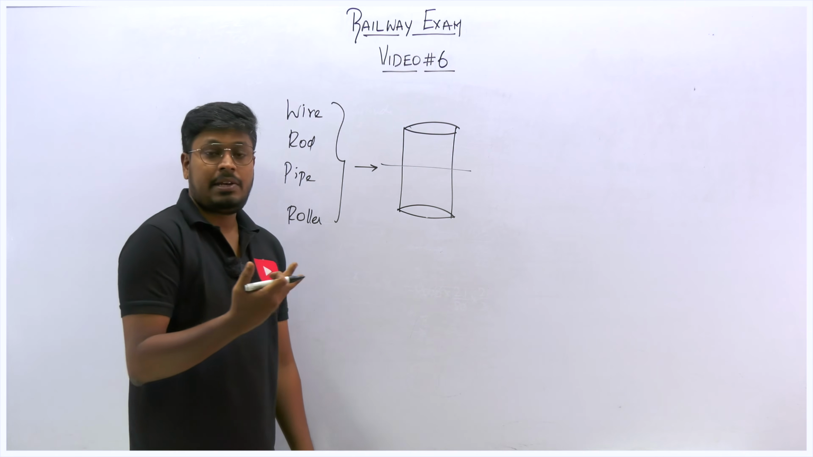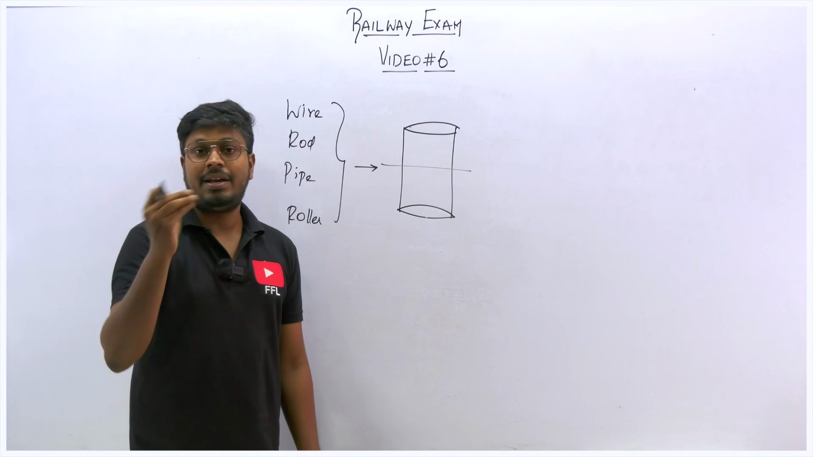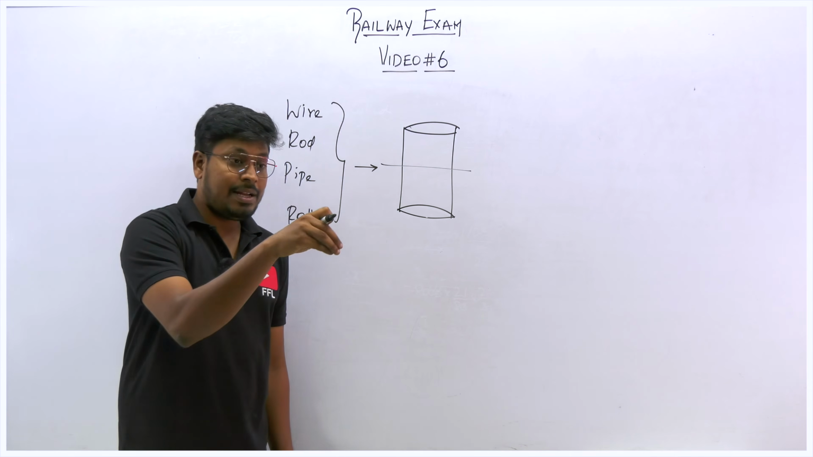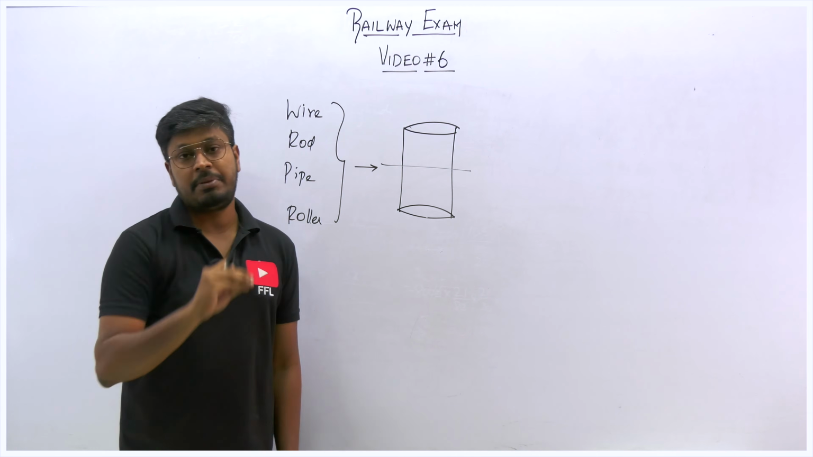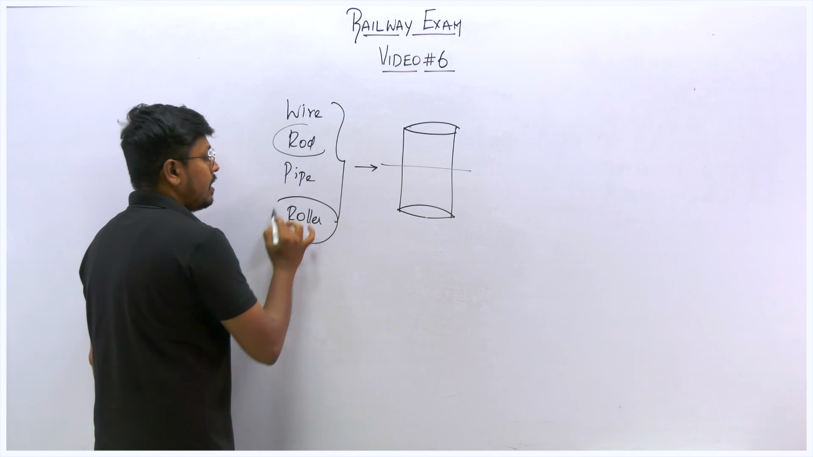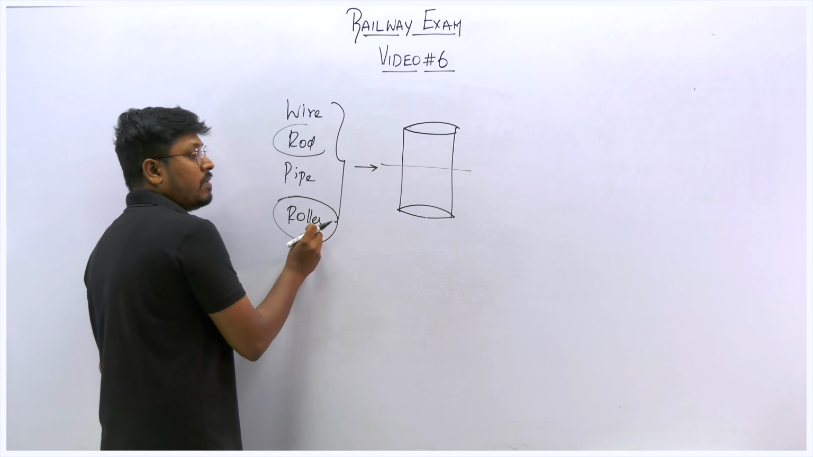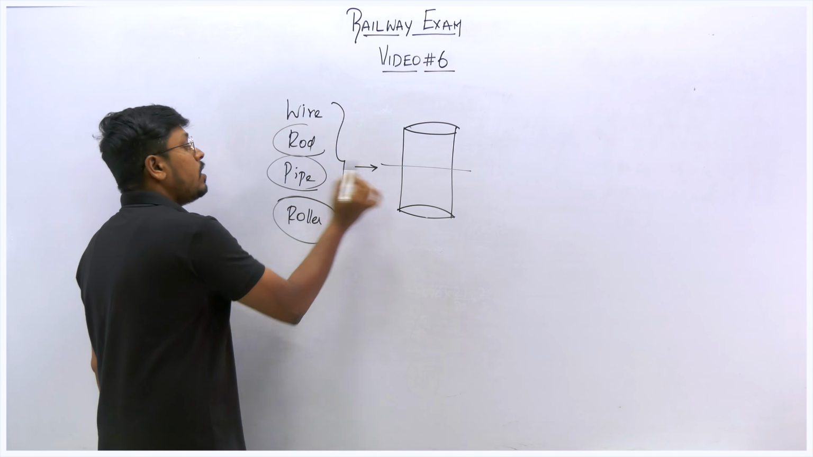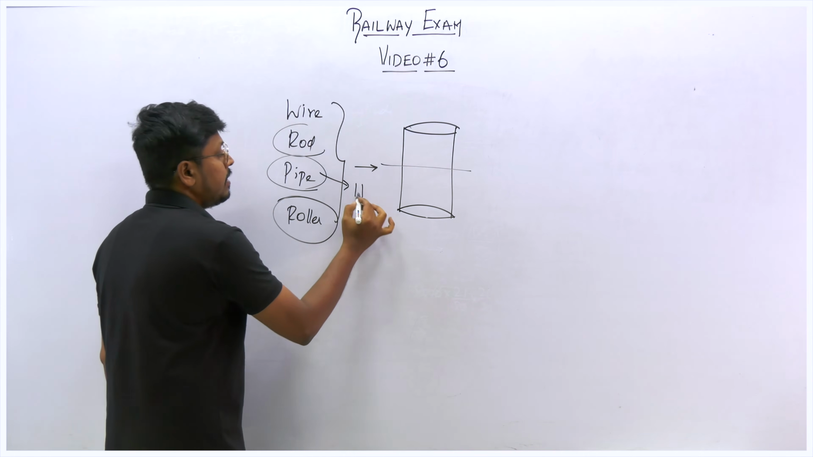So don't get confused by seeing all those words. We have to decide which will be a hollow cylinder and which will not be a hollow cylinder. That is also important. When you take a solid roller, it will be in the form of a cylinder. But when you take a pipe, it will not be in the form of a cylinder. This will be a hollow cylinder.